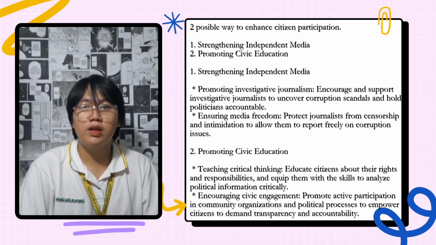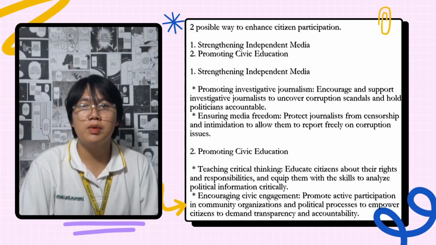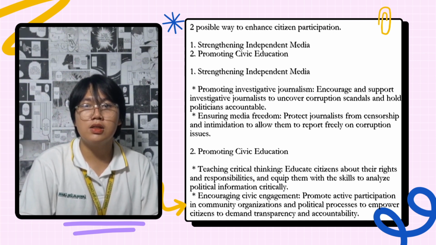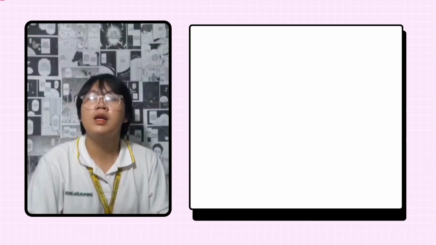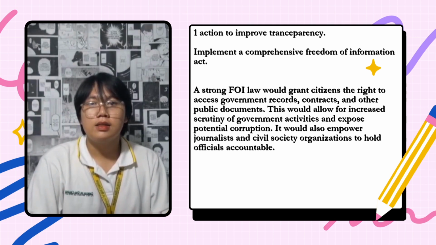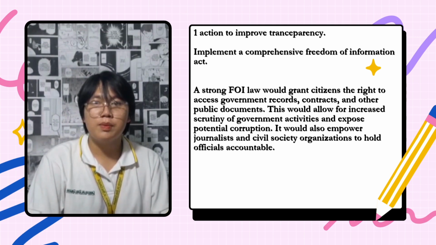Second is promoting civic education. Under it, we have teaching critical thinking, which means educating citizens about their rights and responsibilities and equipping them with the skills to analyze political information critically. We have encouraging civic engagement, which promotes active participation in community organizations and political processes to empower citizens to demand transparency and accountability.